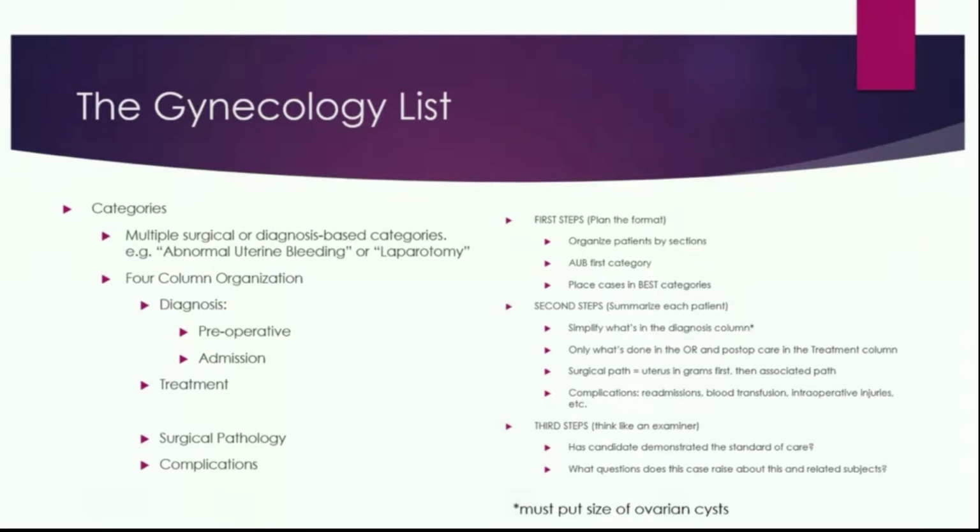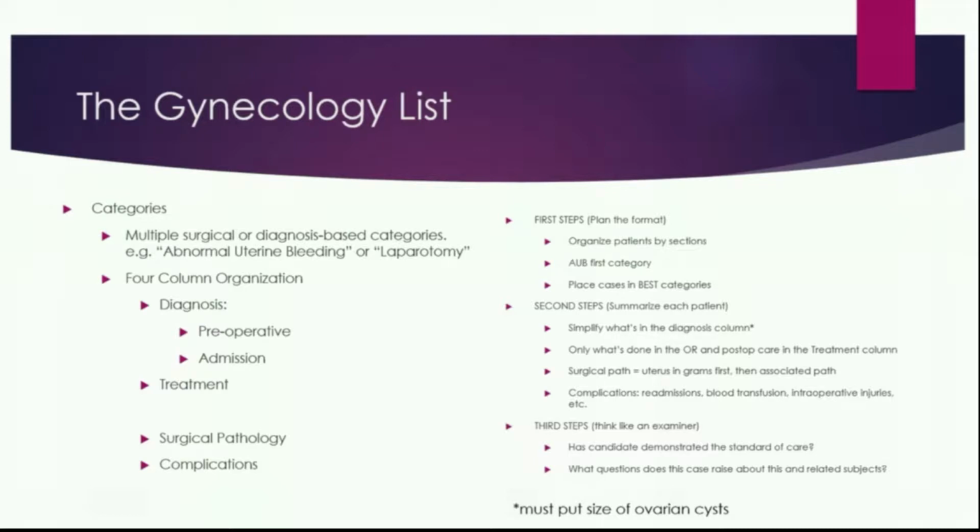For the gynecology case list, there are multiple surgical or diagnosis-based categories, such as abnormal uterine bleeding or laparotomy, and there's a 4-column organization. It starts with the diagnosis, preoperative and admission diagnosis, then the treatment, surgical pathology, and the complications. Anytime you hear me repeat things over and over again, this is a really key point, so I'm going to reiterate it again. The surgical pathology needs to be organized. That's one thing we'll show in the next step.